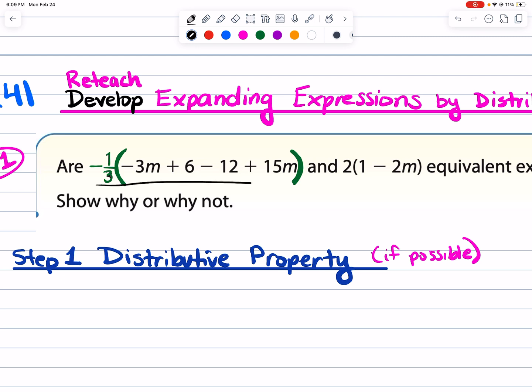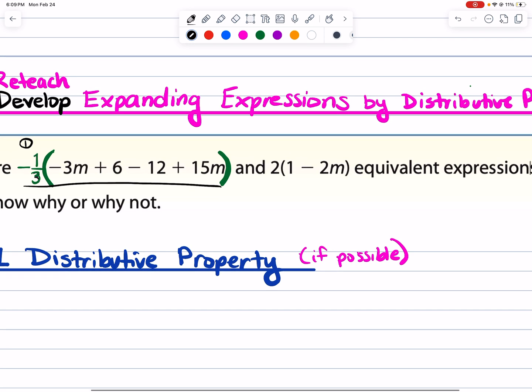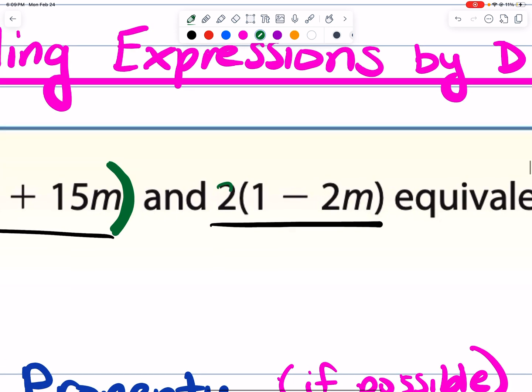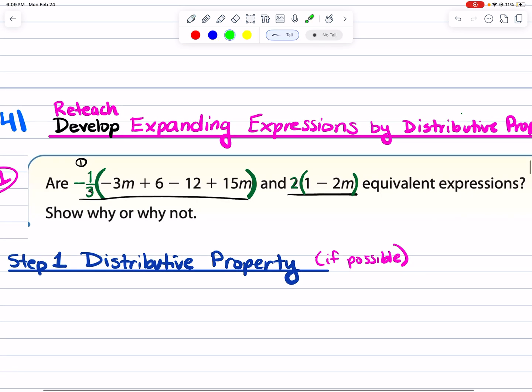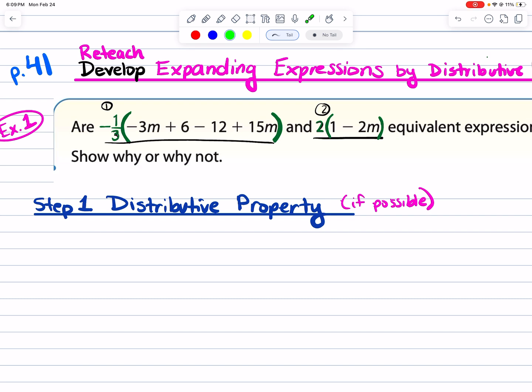So this expression, number 1, and this expression, we have another set of parentheses. I like making them bigger because they're really small. It's hard to see. I've noticed that you guys are not ignoring them, just that they're so small. 1 minus 2m is the second expression. So the first expression times the second expression. Are they equivalent? Show why or why not. So let's do that now.